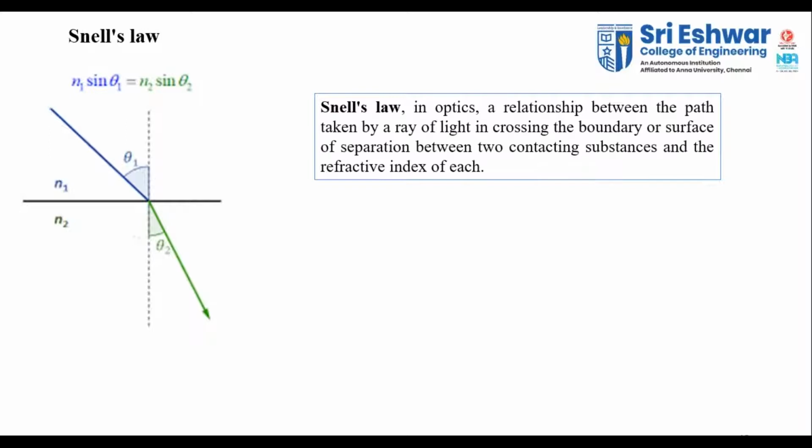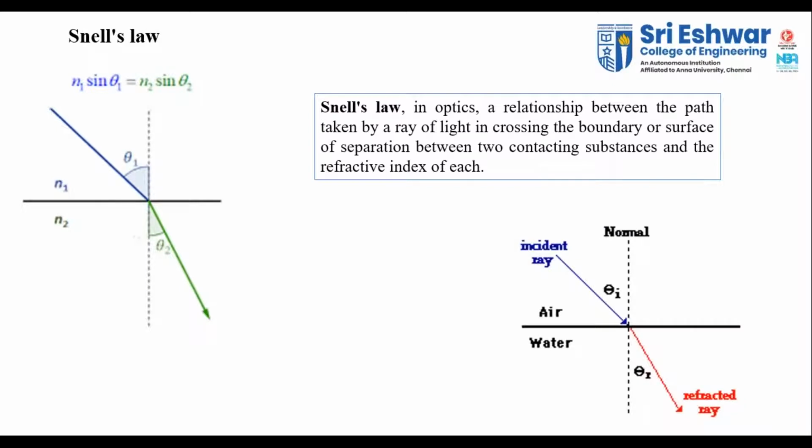So this is a relation between the path taken by a ray of light crossing the boundary or separation of surfaces. So it may be a boundary or separation, any one. N1 sine theta 1 is equal to N2 sine theta 2. It may be from air to water or diamond or glass. So the condition is N1 by N2 is equal to sine theta 2 by sine theta 1. And already we know N is equal to C by V. The same one we have to apply.